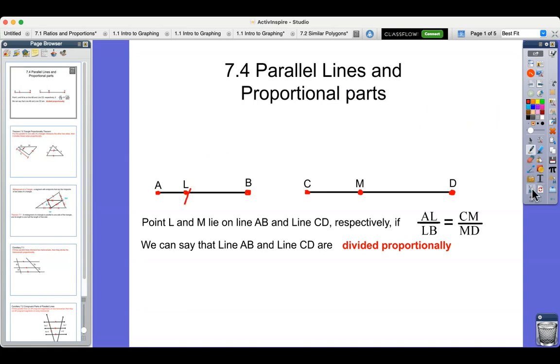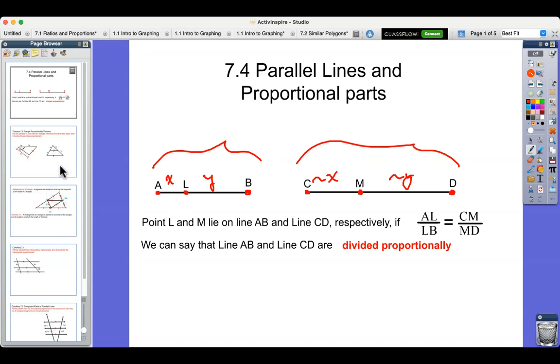Right here is saying that you have some point L and some point M on these two lines. Because of the way these points are placed, if we could show that the ratio of these two sides is proportional to the ratio of the other two parts of that line, then we can say that these lines have been divided proportionally. That means these triangles are ultimately similar. This is similar to this, and this is similar to this.